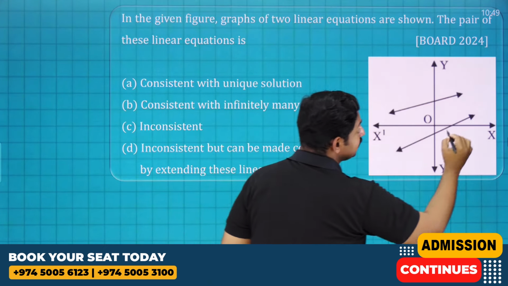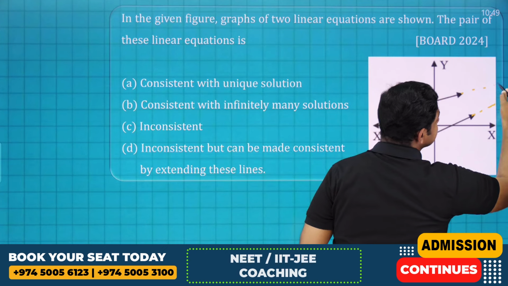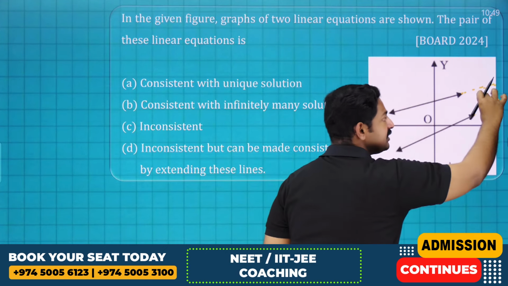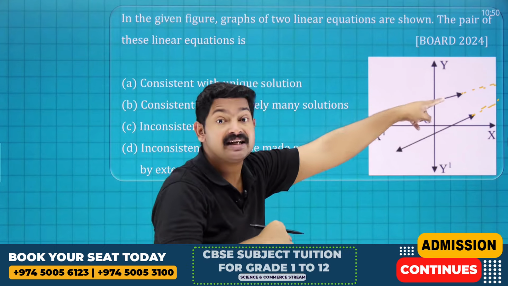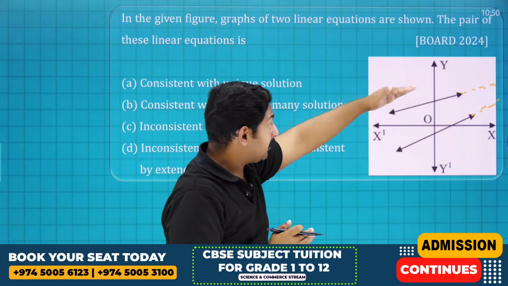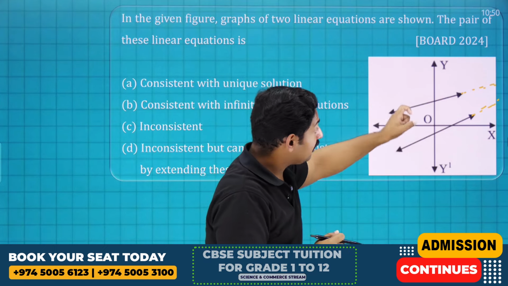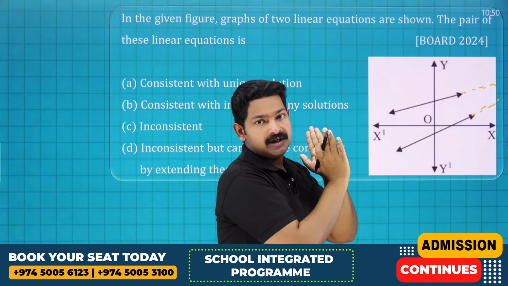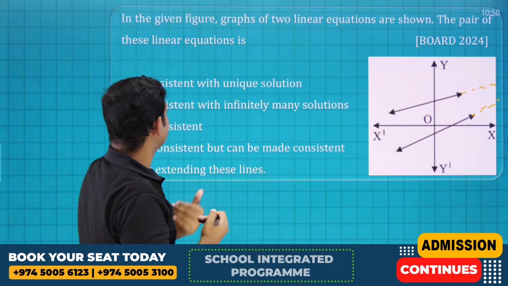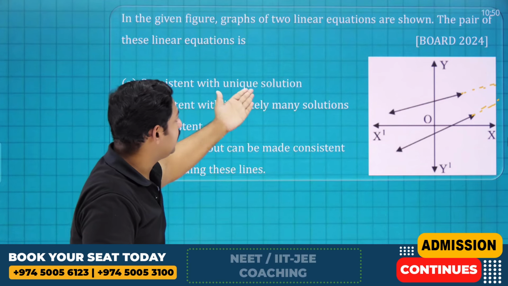But if you extend this line, you can see the distance between the graphs is decreasing. So definitely it will be intersecting at a point. So as per now it is not intersecting, but if you extend the graph, definitely it will be intersecting at one point. So which option will be suited here? Consistent with the unique solution.